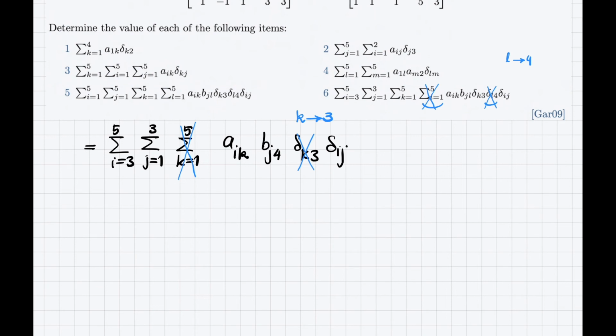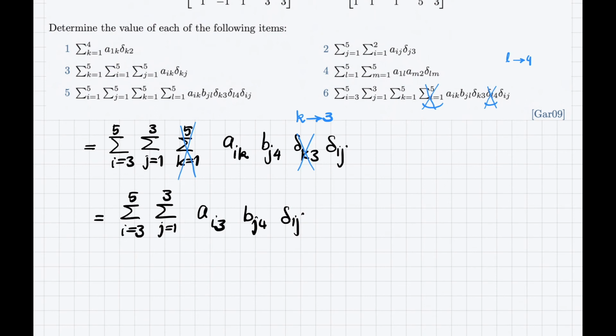So what does it mean? It means that it becomes sigma i goes from 3 to 5, sigma j goes from 1 to 3, then I will have a_ik b_j4 delta_ij. Again, as I told you, I need to replace k with 3 everywhere, so I am not allowed to write this k, so I clean it and write 3 instead.